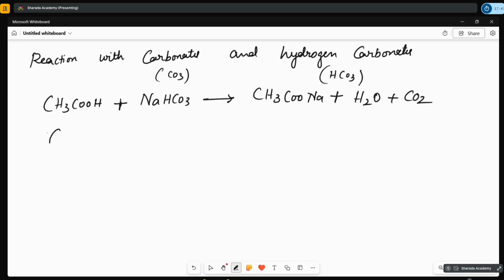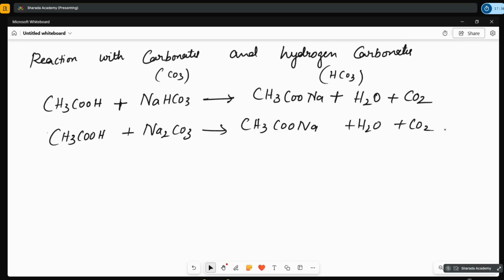Okay, then CH3COOH plus sodium carbonate, that is Na2CO3. Here also you will get sodium acetate, CH3COONa, plus water plus carbon dioxide. So here also you are getting sodium acetate.